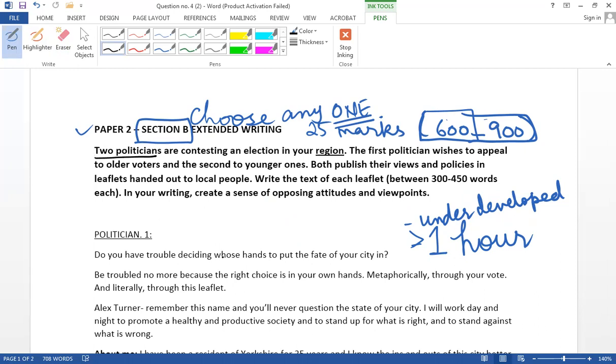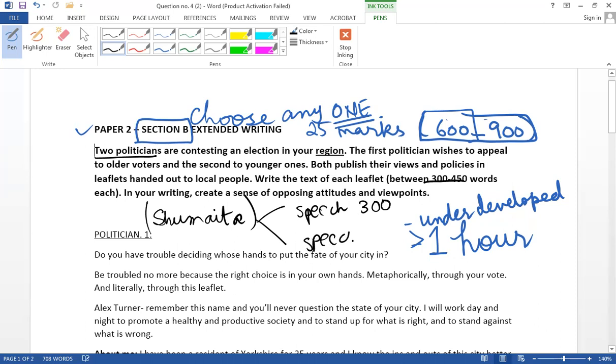Now you need to realize one thing. Let me underline and highlight some of the keywords. Two politicians. Let's say Shumeta is the candidate. Shumeta is going to position herself in the first speech, and her word limit is going to be minimum 300 words. And this is a second speech, which she will be writing again for 300 words. So that will in total make 600.